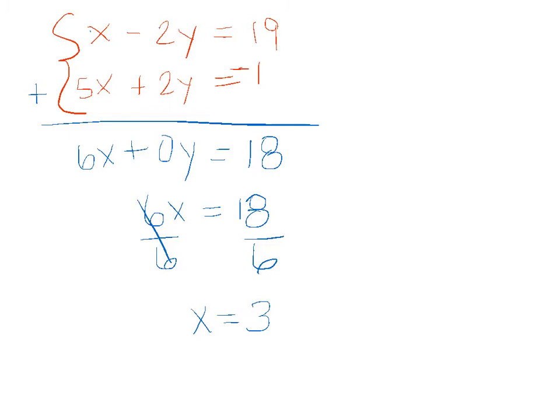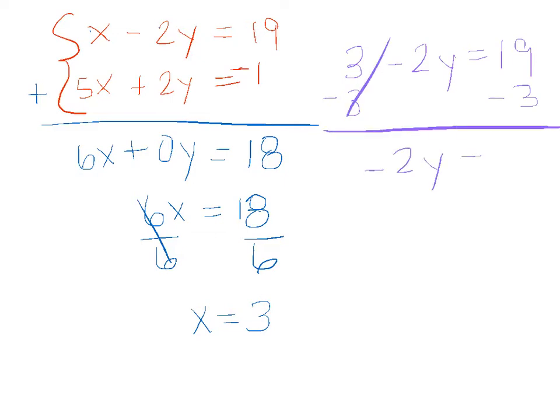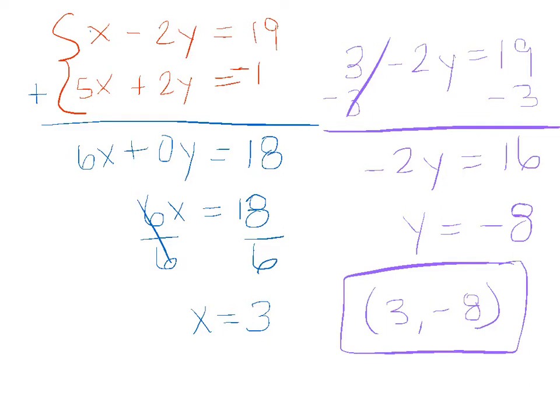Again, it doesn't make any difference which one. So let's go with the top one. So we have 3 minus 2y is 19. Subtract the 3. -2y equals 16. So y equals -8. And remember, your answers are always in an ordered pair. So my first goal was to say, okay, these right here were opposites, and I'm going to add them together.